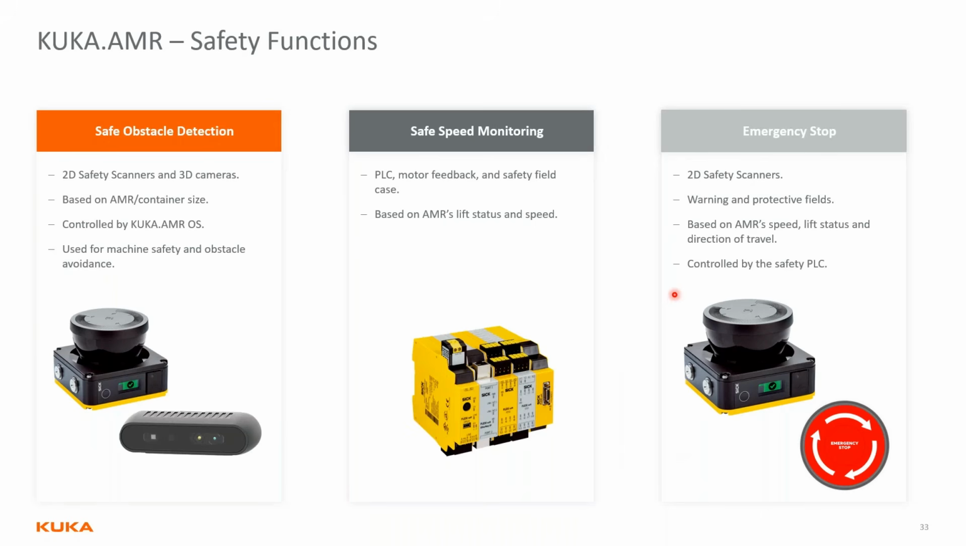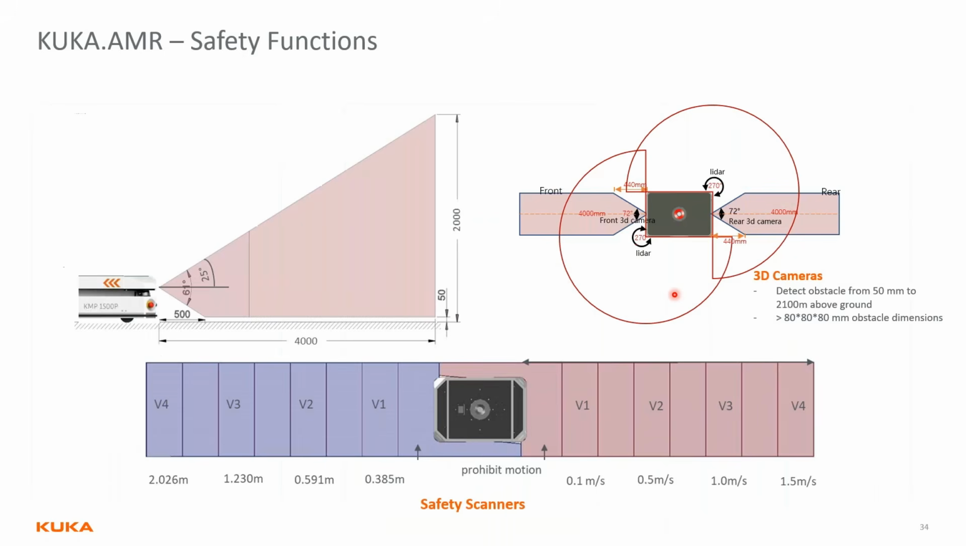These scanners are configured to have different cases. And there is a different case active based on the AMR speed, lift status, direction of travel, and so on. And these cases are controlled by the safety PLC. So this whole thing is safety rated. This is your real safety function of the AMR.